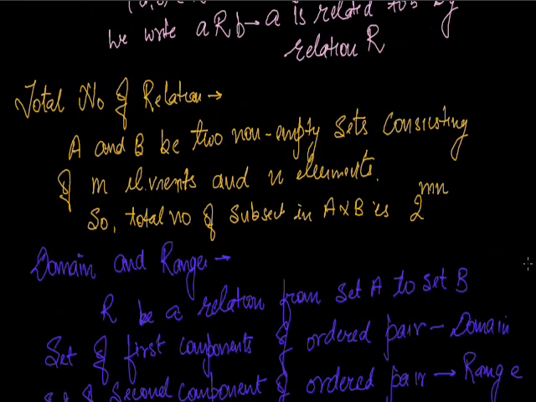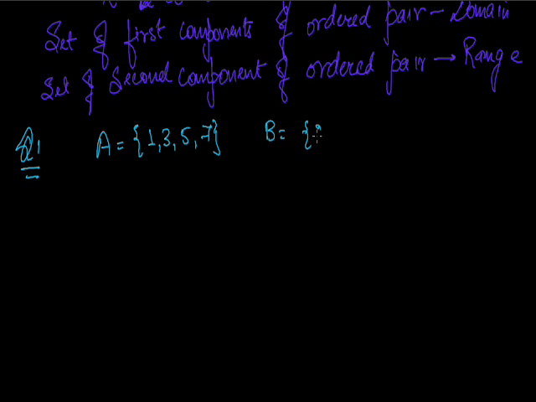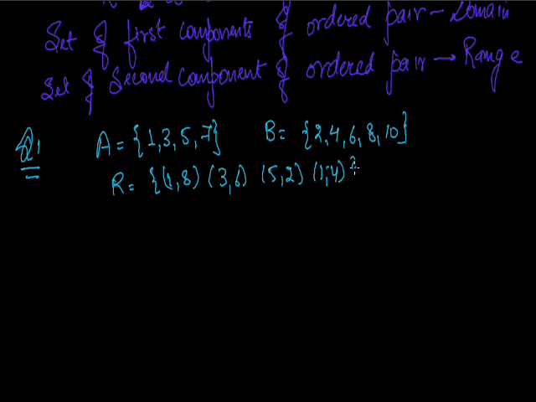Let's move to the questions on the number of relations, domain and range. Question number 1. A is the set with elements 1, 3, 5, 7 and B is the set with elements 2, 4, 6, 8 and 10. It is given that relation R is equal to {(1, 8), (3, 6), (5, 2), (1, 4)}, and we have to find the domain and range.